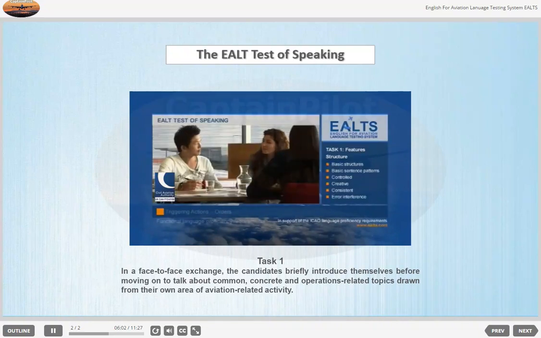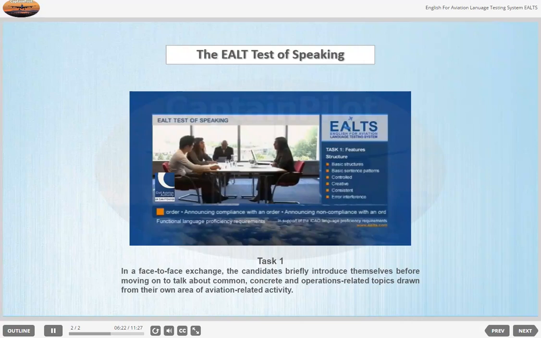I'm sorry, can you explain, please, what are oleos? Oleos? Yeah. I've never heard this word before. The oleos are part of the undercarriage. They absorb the impact of the aircraft on landing. Thank you, and please continue.